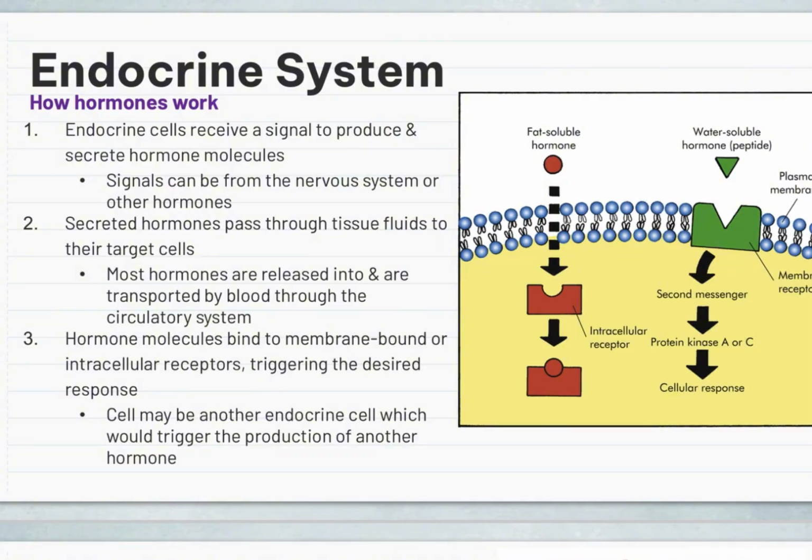And then 3, hormone molecules will bind to the membrane-bound or intracellular receptors, which triggers the desired response. The cell may be another endocrine cell, which could trigger the production of another hormone. So this sends us back to step 1, where the signals can be from the nervous system or other hormones.